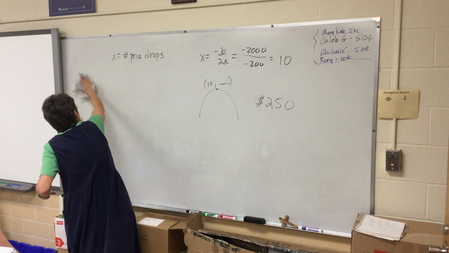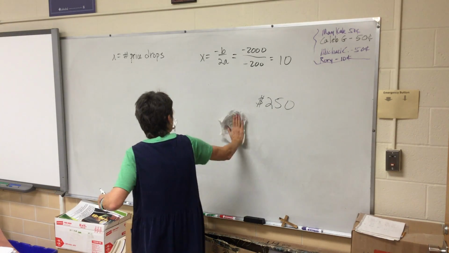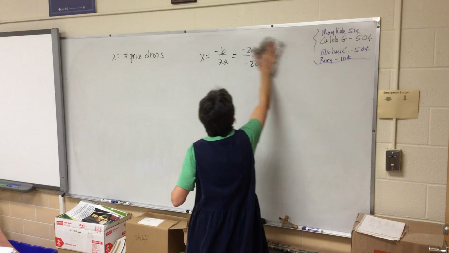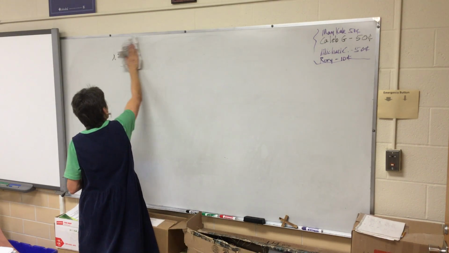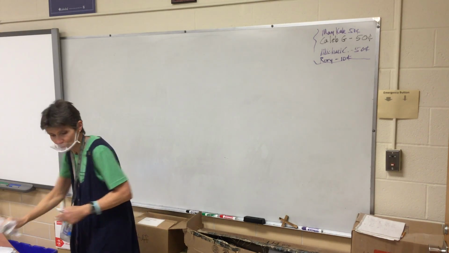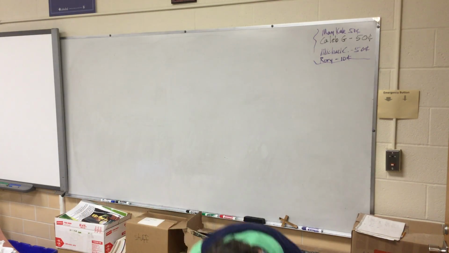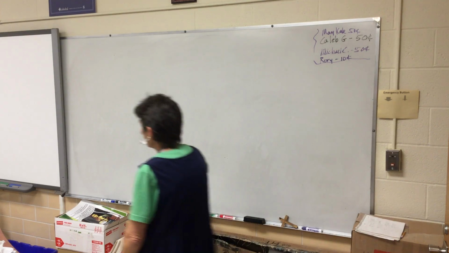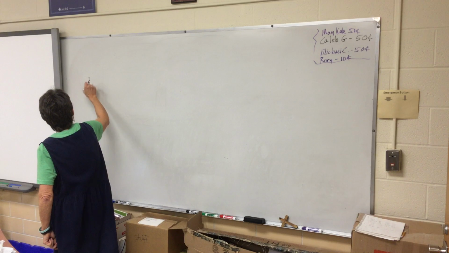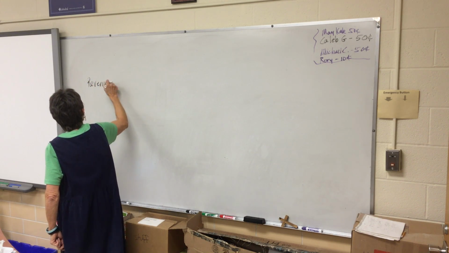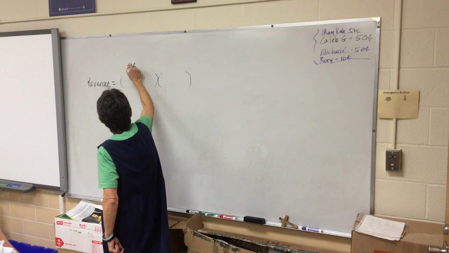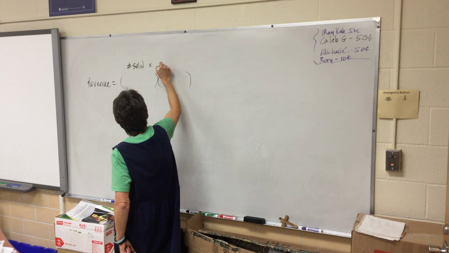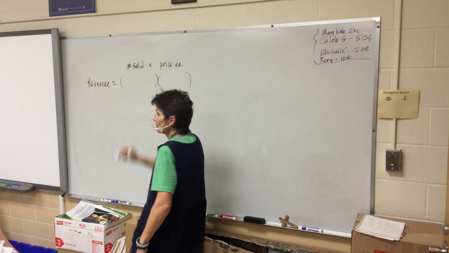Can you set up your equation for the soda drop? Sweet drip, the sweet drip company. What is gonna be your equation for revenue? Number sold times price each. That's how you do revenue.